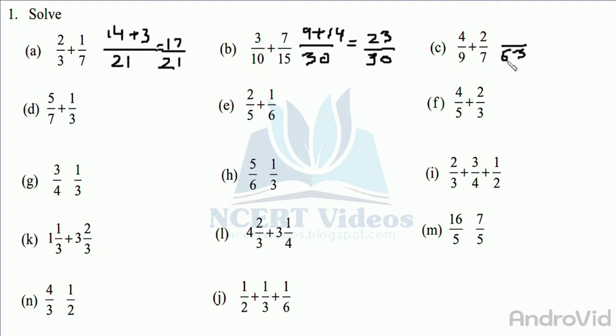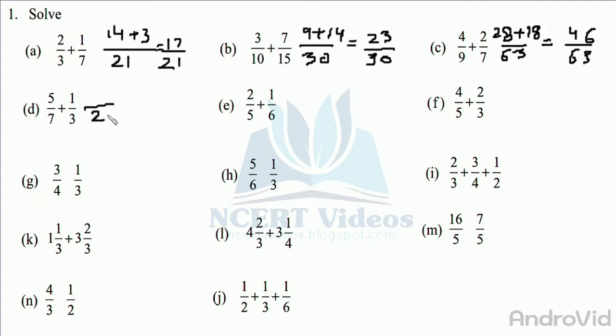9 7s are 63 is your LCM. 9 7s are 63, 7 4s are 28 plus 7 9s are 63, so 9 2s are 18. 8 plus 8 is 16, 2 1 3 4, 46 over 63.